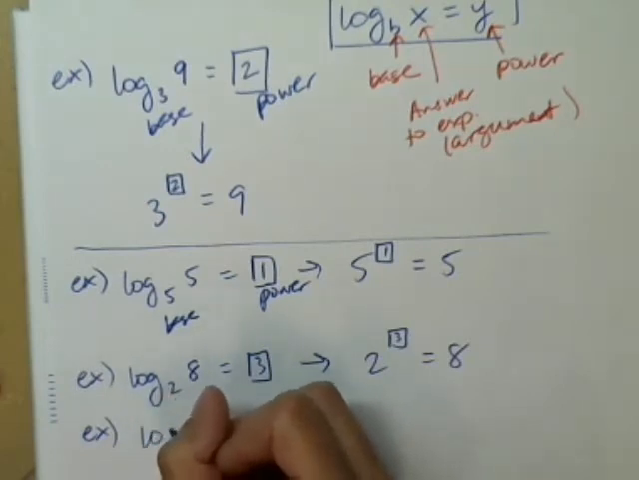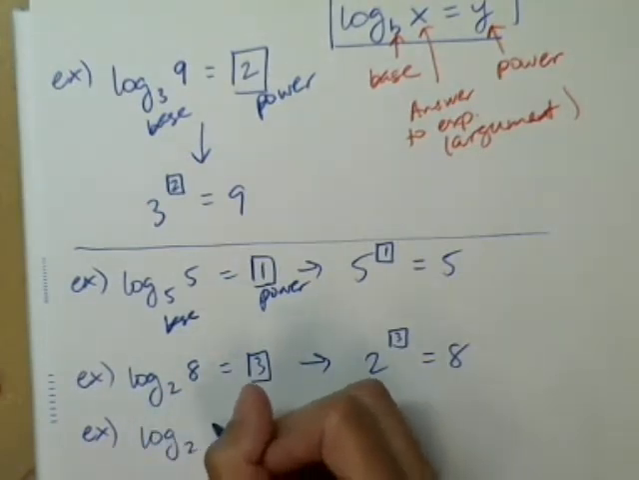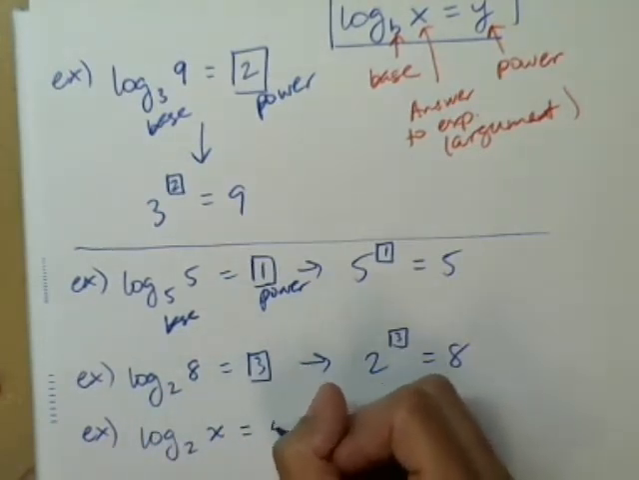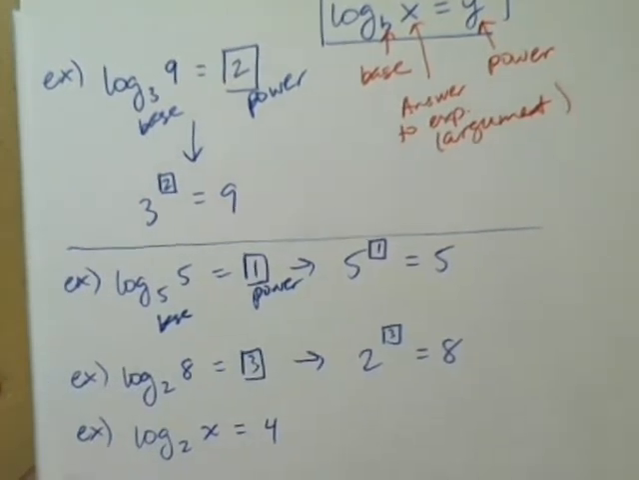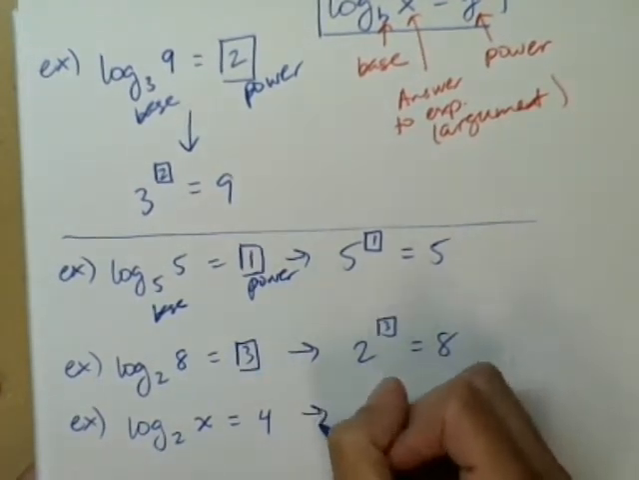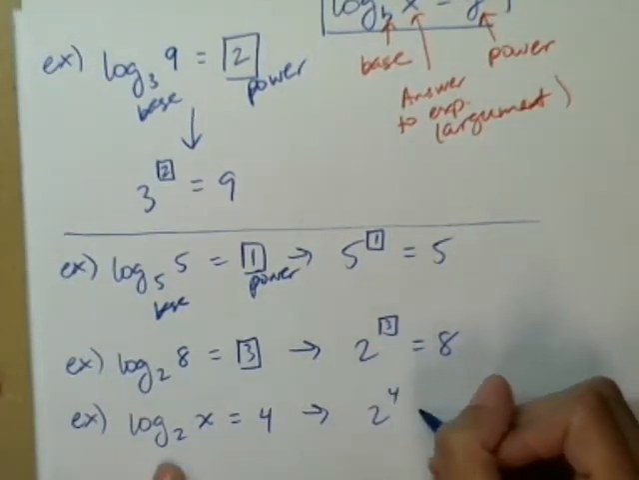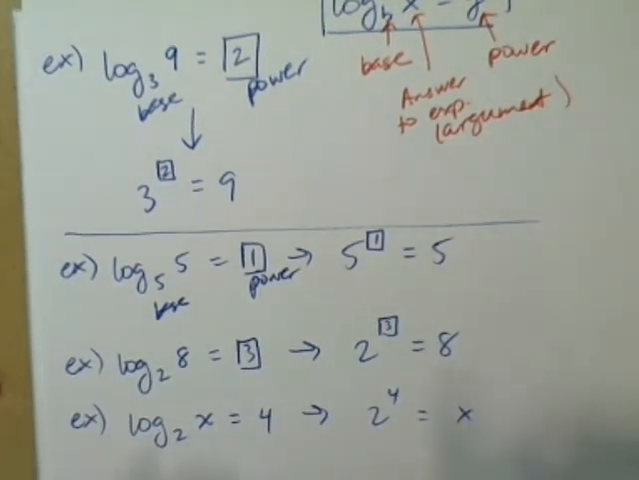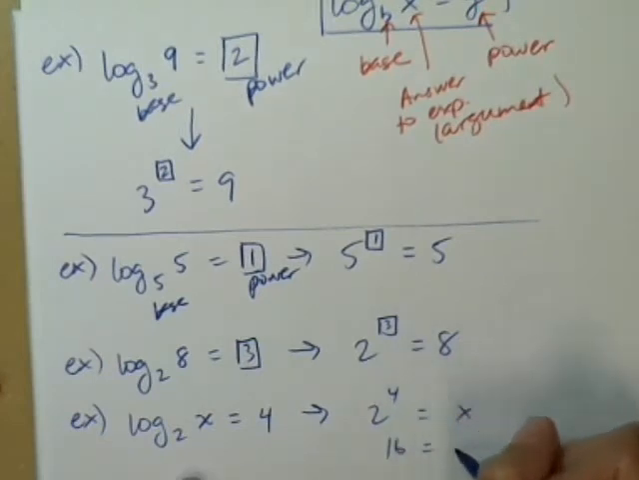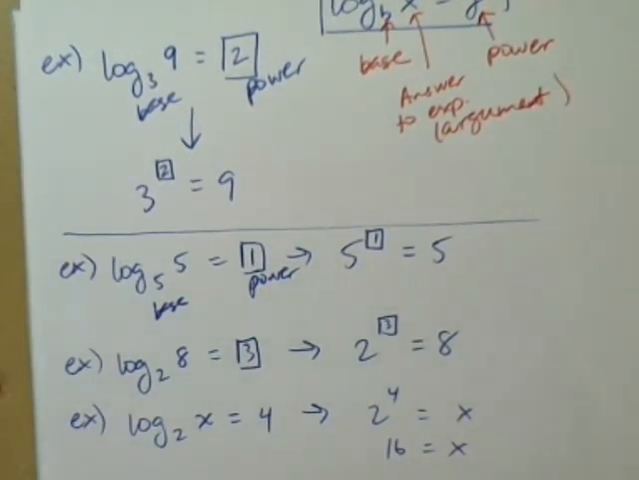We can use this to solve exponential equations. So let's say that we had log base 2 of x equals 4, and I wanted to solve for x. I'm going to rewrite this in exponential form. 2 to the 4th is equal to x. Well, 2 to the 4th is 16, and there's my solution. X is equal to 16.